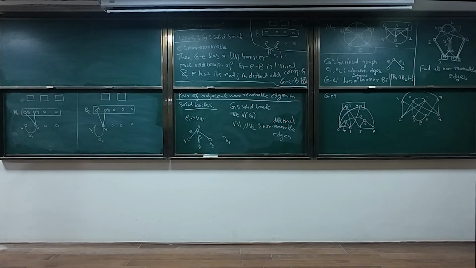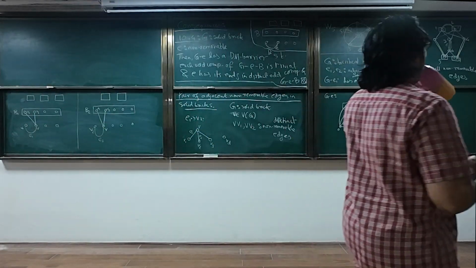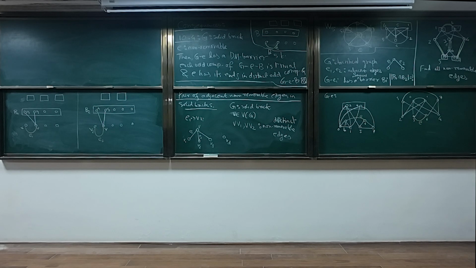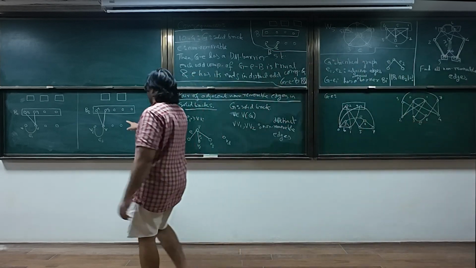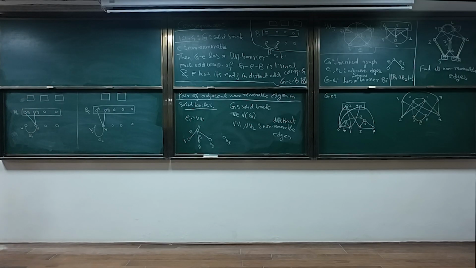Can you make some conclusion regarding the intersection of these two barriers? One is a barrier in G minus E1, the other is a barrier in G minus E2. G is bicritical and they are adjacent edges. Can you make some conclusion regarding B1 intersection B2? You can probably see where I am going, right? We know that B1 intersection B2 contains V3. That much is clear.